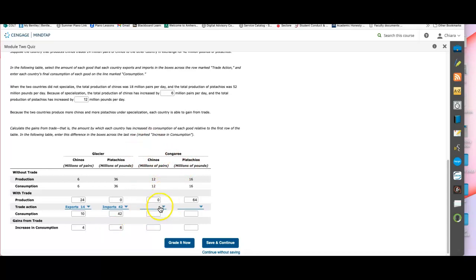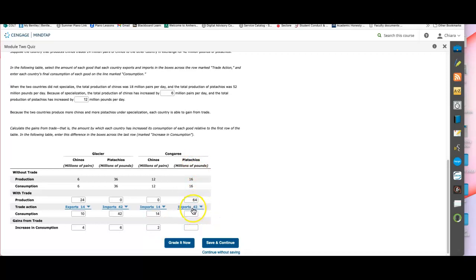Congaree does not produce chinos, so it's going to import 14 million pairs of chinos versus the 12 that it was originally producing, right? So now their consumption is 14, the whole amount they're importing. 14 minus 12 is going to be 2. And it's going to export pistachios because it's specialized in it, 42.